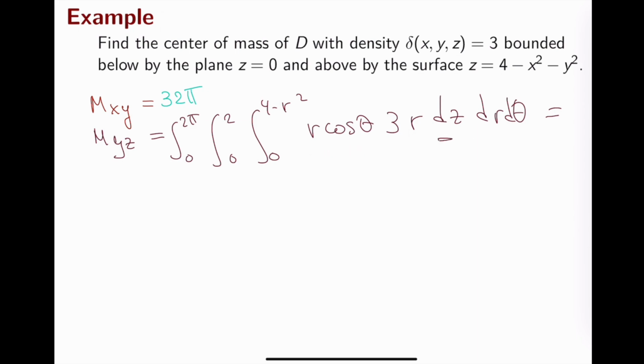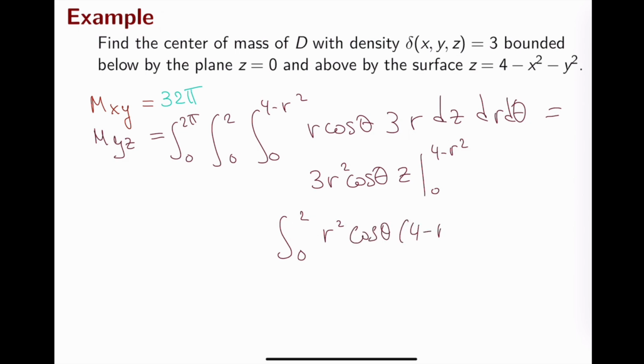Observe that this is all a constant with respect to z, so then we're going to have here 3r squared cosine theta, and so z evaluated between 0 and 4 minus r squared. So when we do this evaluation, we end up having the integral between 0 and 2, right? This integral here of r squared times 4 minus r squared dr, and then the integral between 0 and 2 pi of cosine theta d theta.